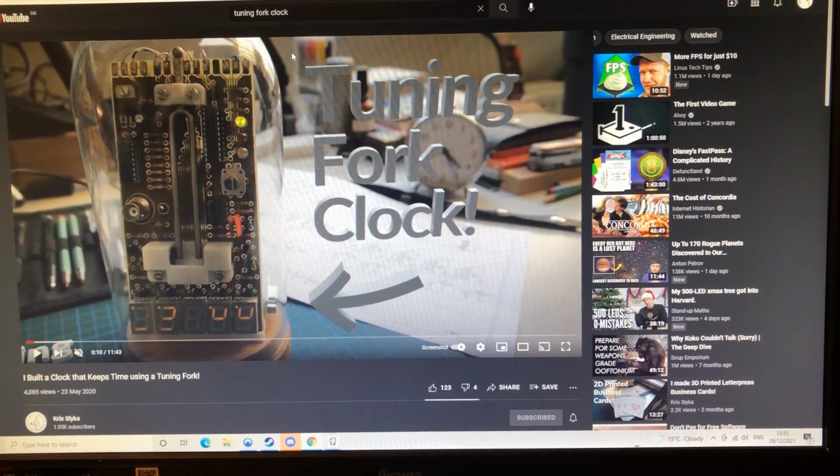Kris's clock uses an audio tuning fork to keep the time. And they were able to design a circuit which essentially keeps the fork ringing. It functions on the same principle as a guitar pickup, but in reverse. So I copied the circuit, quite frankly. I am not smart enough to come up with something like that myself. And put it into my own clock.